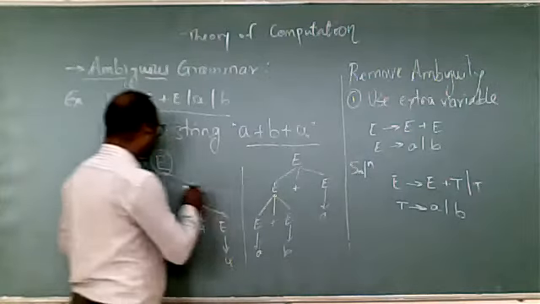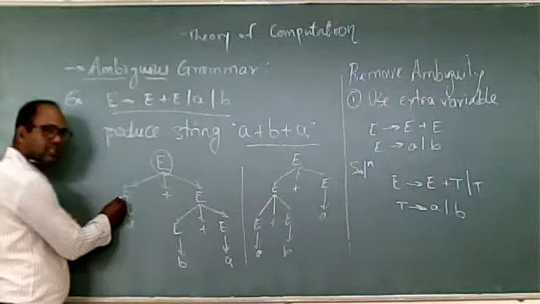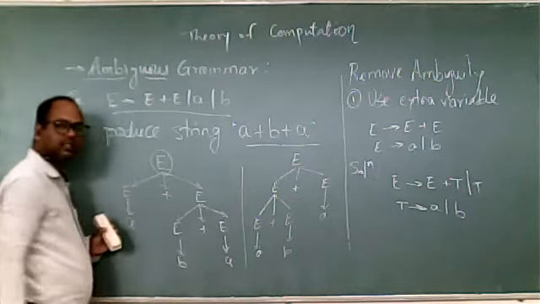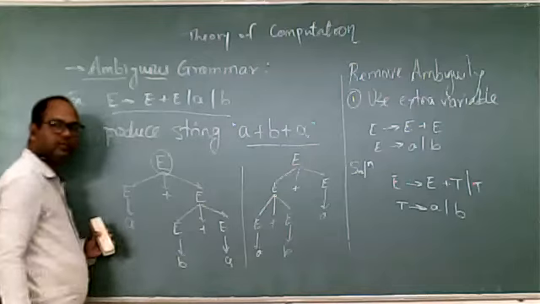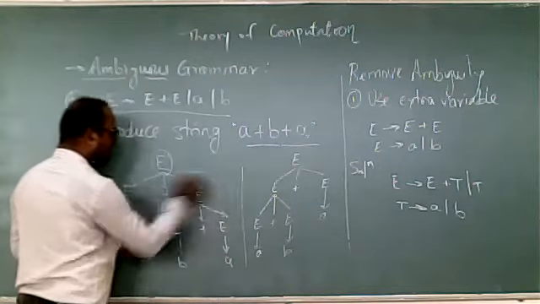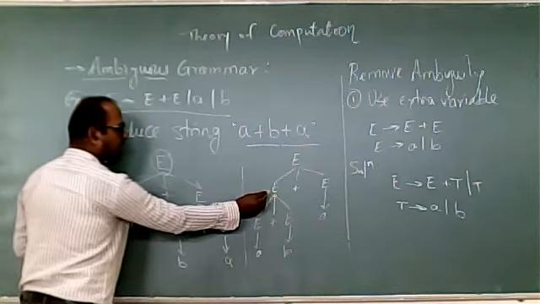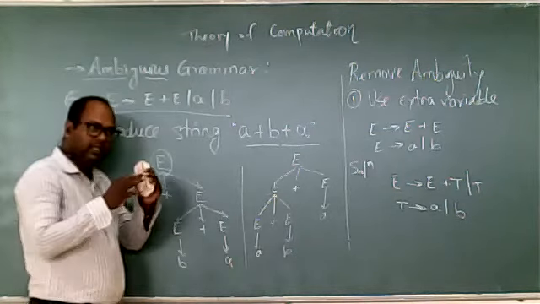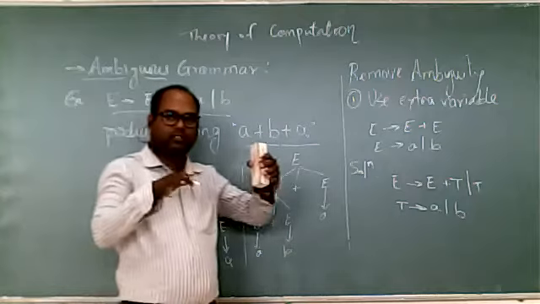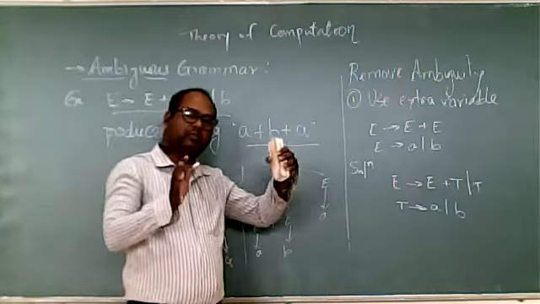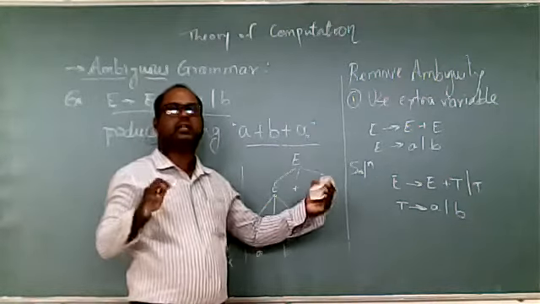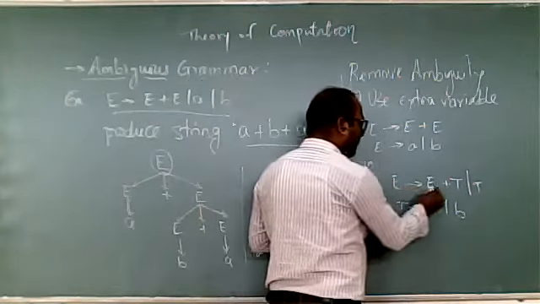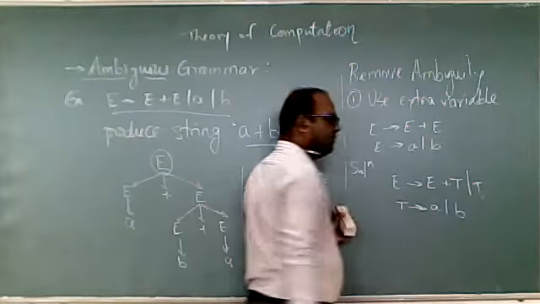Because here what is happening? I can replace this E with A, and this E with A plus E, E plus E. In the second E, I am expanding with E plus E again. So E has two different similar productions, and I am using it here again. That is creating the ambiguity. So we are trying to reduce that ambiguity by adding some extra variable.